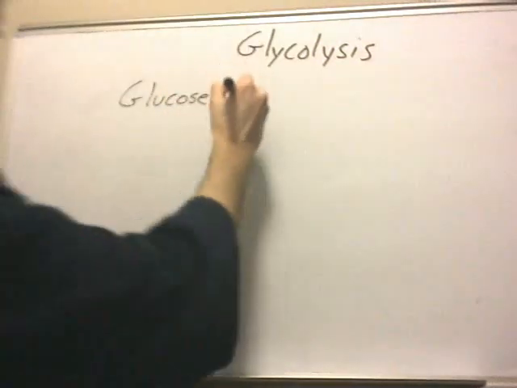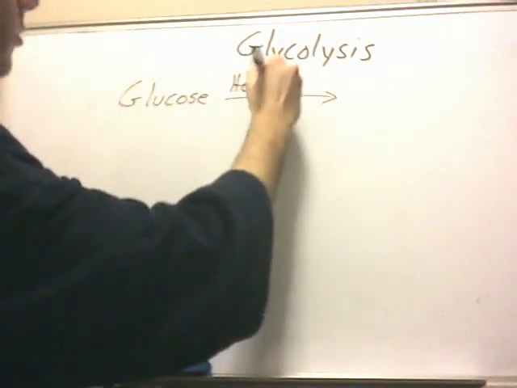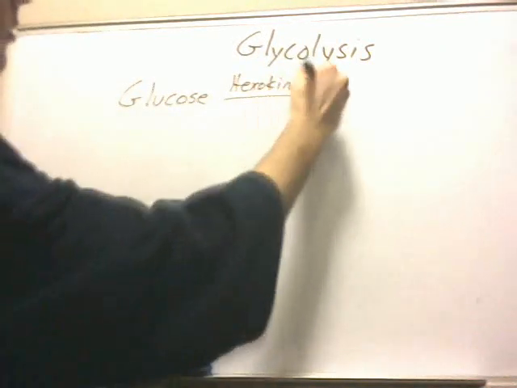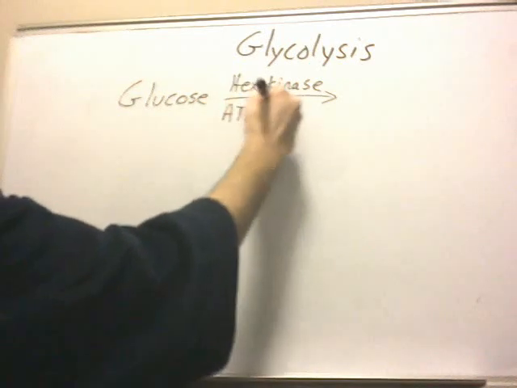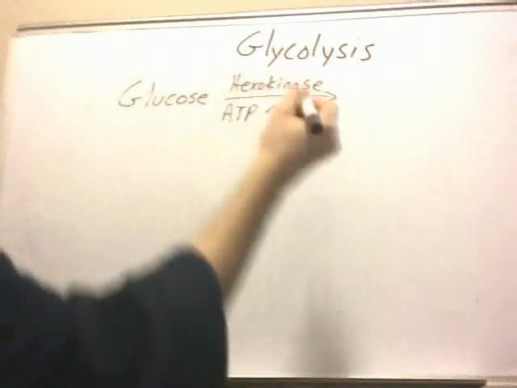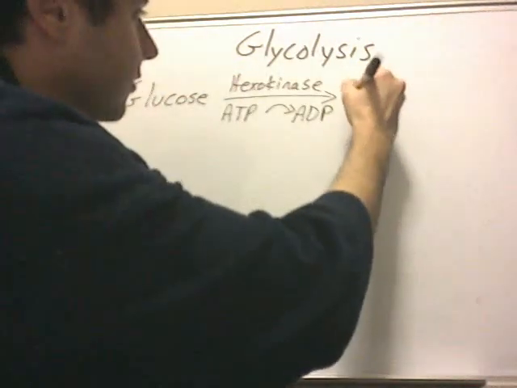Glucose is then changed with the help of hexokinase. And we're going to take an ATP, we'll go to ADP, because we're going to add a phosphate group to glucose. So the hexokinase will change this to glucose 6-phosphate.